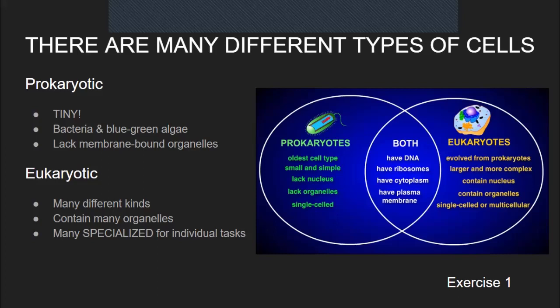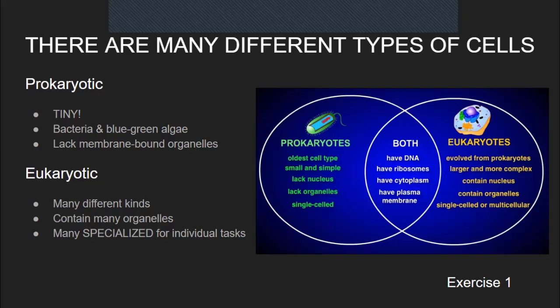And the kinds of organisms that are going to be prokaryotic are going to be bacterial cells and blue-green algae. Blue-green algae is another prokaryotic type of cell, so both of these make up what we call Kingdom Monera, which you'll learn more about in Unit 9.